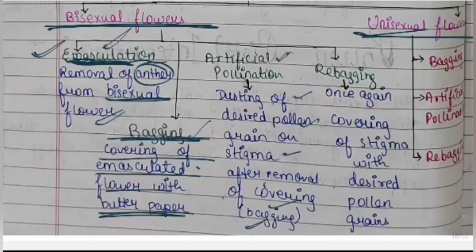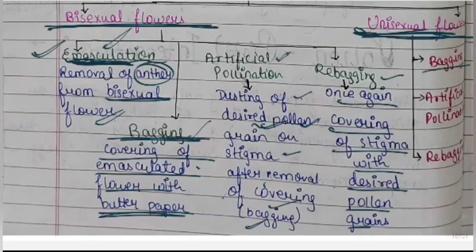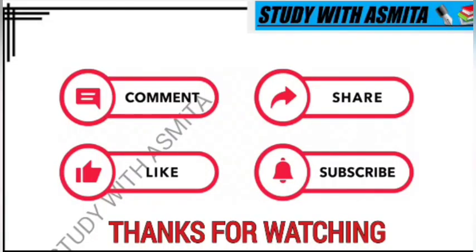Now if we come to unisexual flowers, as we all know, there is only one kind of reproductive part in unisexual flowers. So there's no need for emasculation. We just need to do the bagging and then artificial pollination and rebagging in a similar manner to bisexual flowers. With this, we came to the end of the first part of the video.